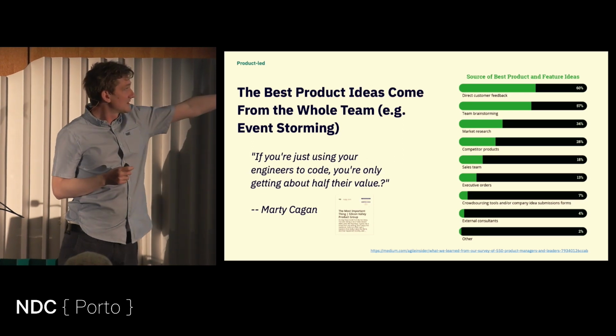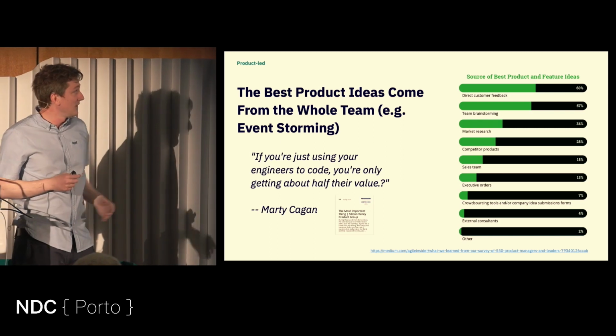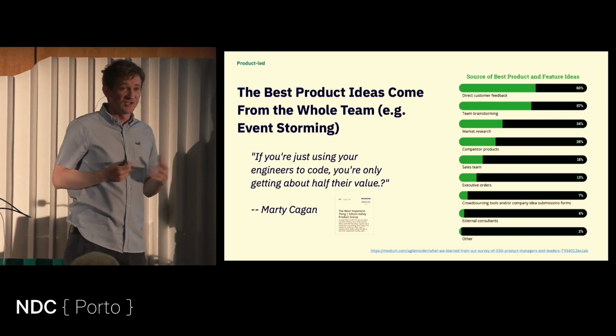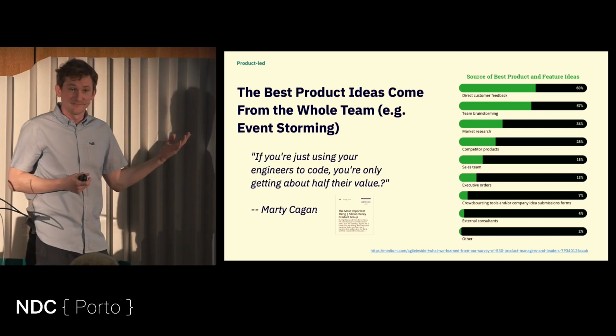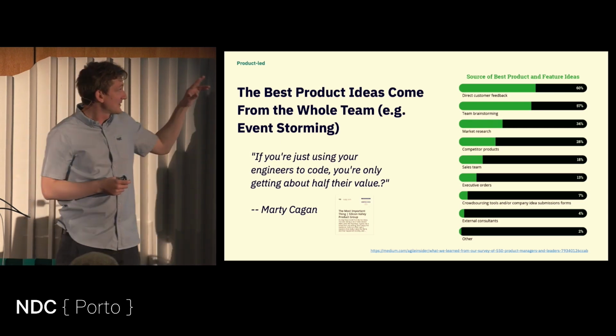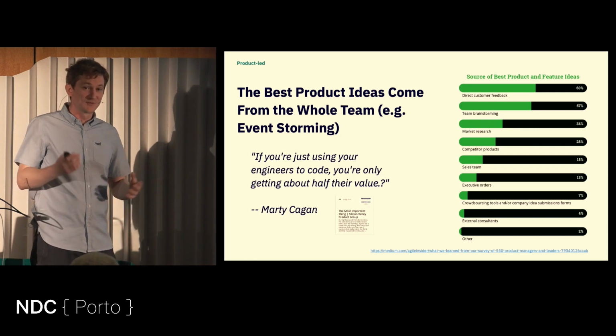So there's the surveys. It used to be called Alpha UX. I think they changed the name now. But this is what product managers think. They think that the best ideas come from the team brainstorming. Well, that's the second best idea. It's very close to being the best idea. And that's what happens with event storming.